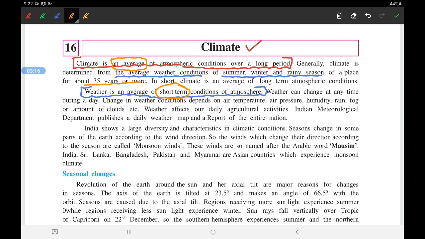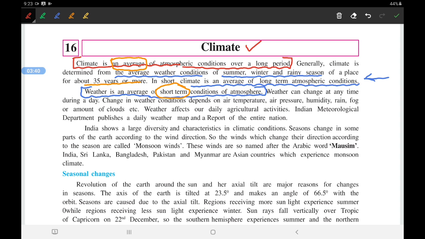In short, climate is the average of a long term atmospheric condition. Okay, so this is the definition. Climate is the average of a long term atmospheric condition. Now weather we already saw. Weather is an average of short term atmospheric condition.